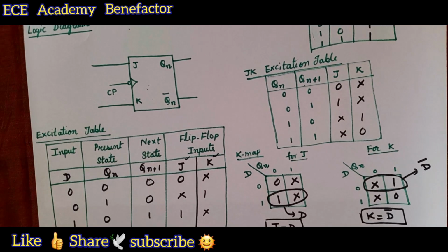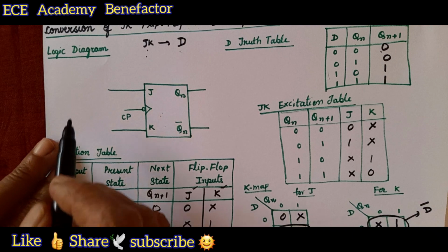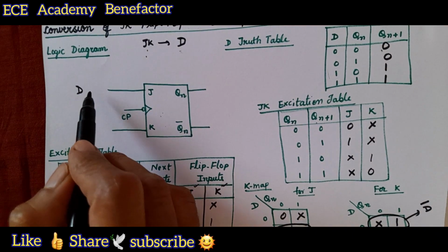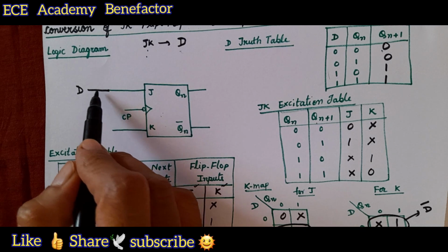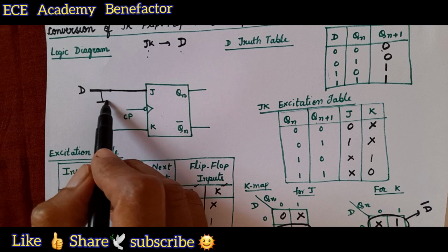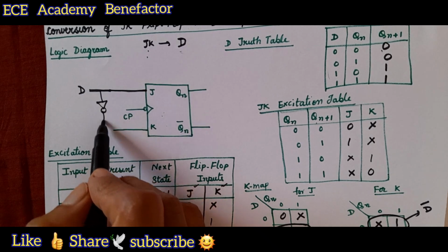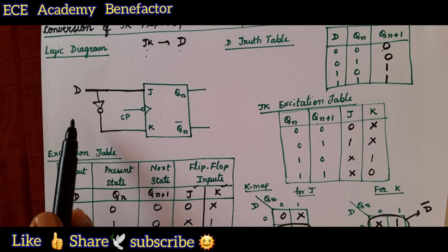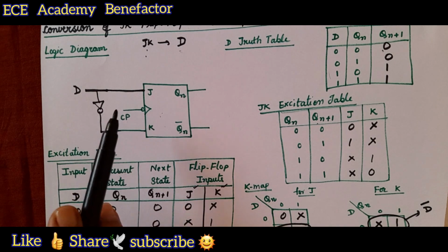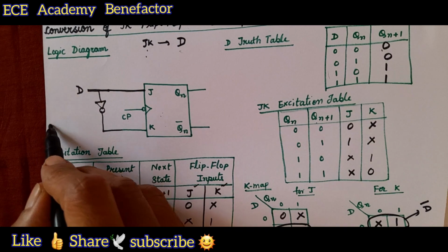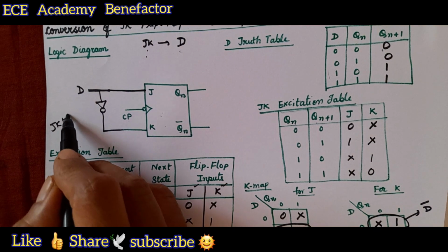So we will have one common input D, which is going directly to J, and D bar, that is through a NOT gate, is going to K. So in this way we can convert this JK flip-flop to D flip-flop. Okay, so this is JK to D.